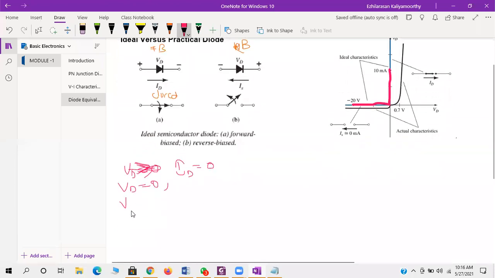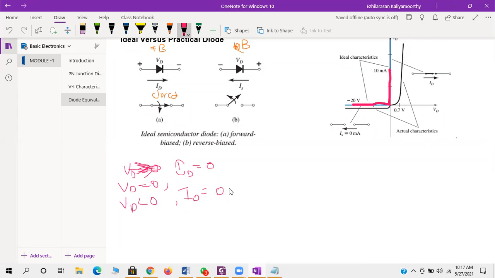Next, reverse bias. In reverse bias, VD is less than 0. When VD is less than 0, what will be the ID? Current also will be 0. So during the reverse bias, this is the characteristics. Let me show it in some way. So VD is less than 0, then ID will be 0. It will be very small.